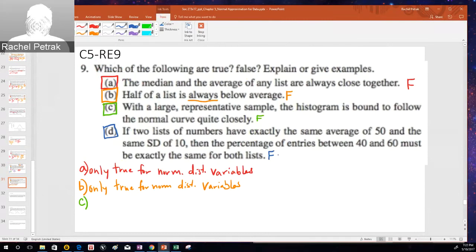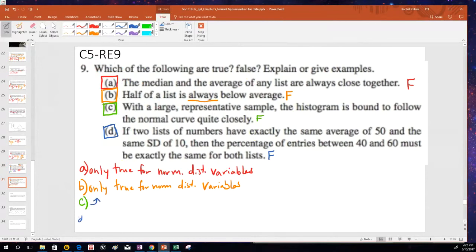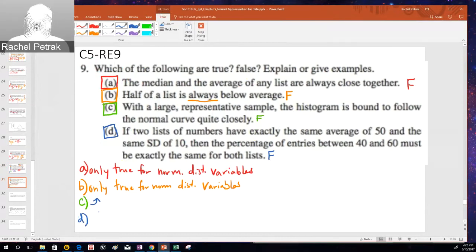Why is it false? Well, this is only going to be true for normally distributed variables. So, for example, if the histogram for a list follows the normal curve, the percentage of entries within one standard deviation of average will be around 68%. Otherwise, the percentage could be a lot different, and it is possible to have two variables, which they call lists of numbers, have the same average of 50 and the same standard deviation, but be differently distributed.